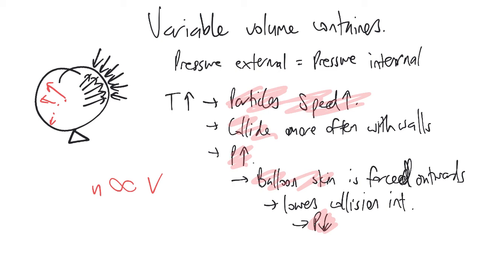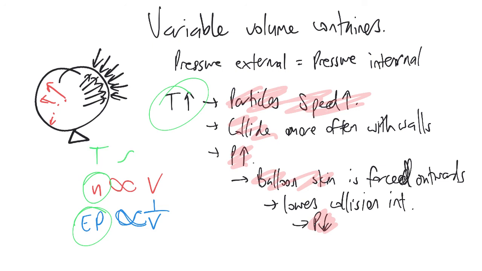And if you have a change in the external pressure, right, the external pressure and volume, if you increase the external pressure, you will decrease the volume, so it's an inversely proportional relationship, right? So the relationship between temperature, the number of moles, and the external pressure in variable volume containers can be expressed as those three things. Why don't I just rewrite that? Temperature and volume are proportional.